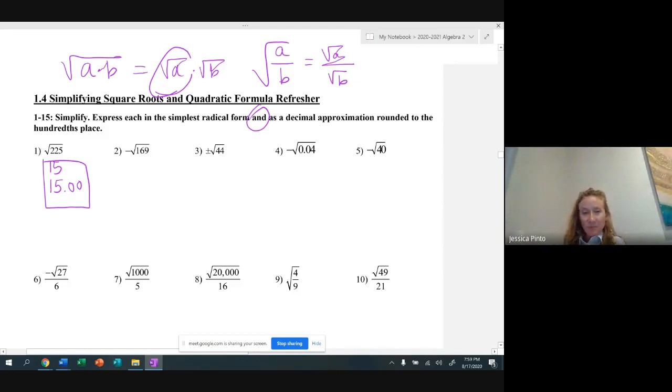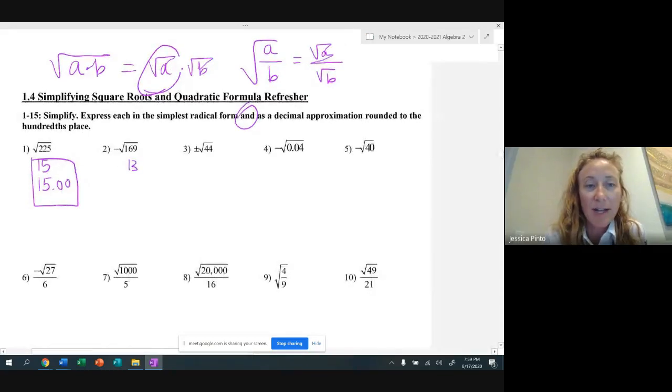All right, number 2. The negative there is on the outside, and then it's got the square root of 169. I happen to know that's 13, and so it's negative 13. And then for the decimal places, negative 13.00.